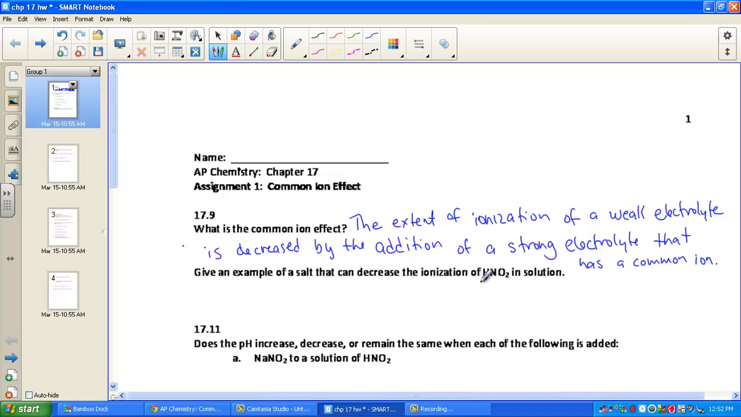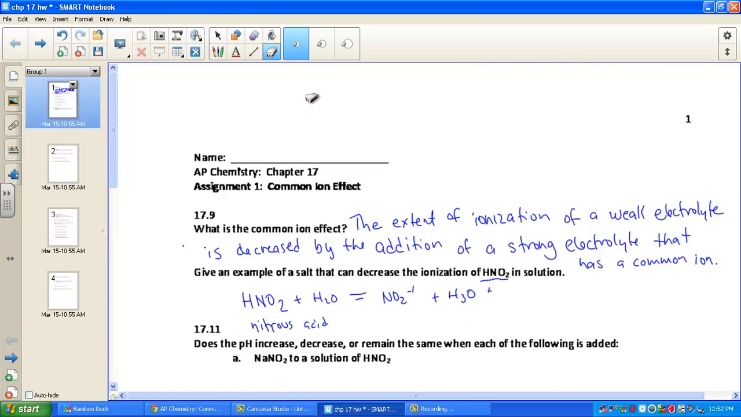For instance, if we look at a weak electrolyte, such as HNO2, HNO2 is called nitrous acid. Nitrous acid is not one of our 7 strong acids, so therefore we know it's weak. We think about the Bronsted-Lowry equilibrium that sets up forming a conjugate base called nitrite and the acid ion called hydronium. Hydronium is H3O+. So here we have an equilibrium where the forward and the reverse reaction are competing. Nitrous acid is a weak electrolyte.